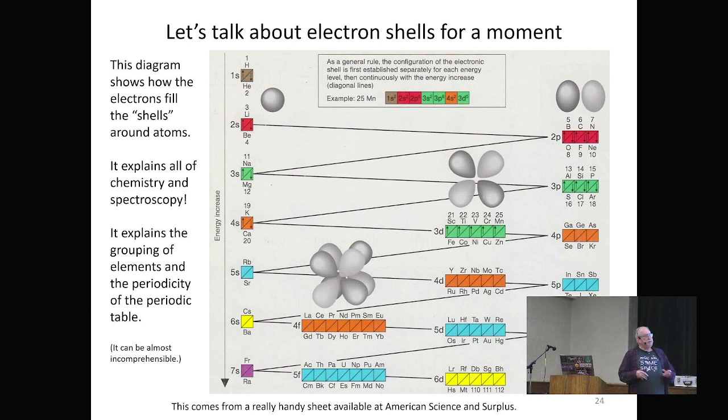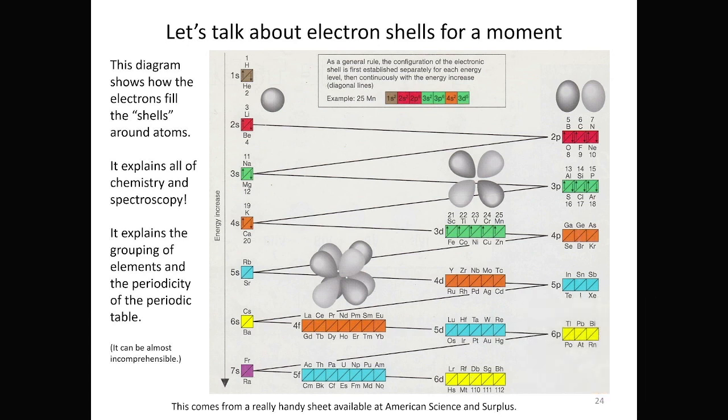So now we talk about electron shells, okay? And we look at these funny shapes that are associated with the orbitals around the atom. Those come from quantum mechanics calculations. This is a scan of a table I got, a really handy sheet that used to be available at American Science and Surplus, and I don't know if it still is.